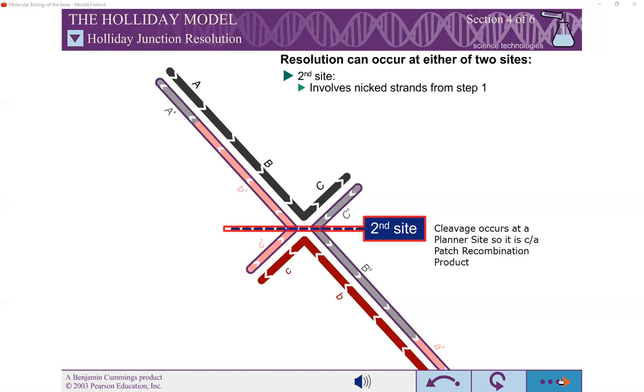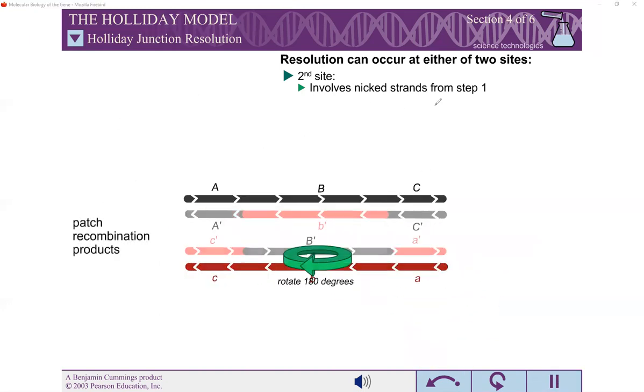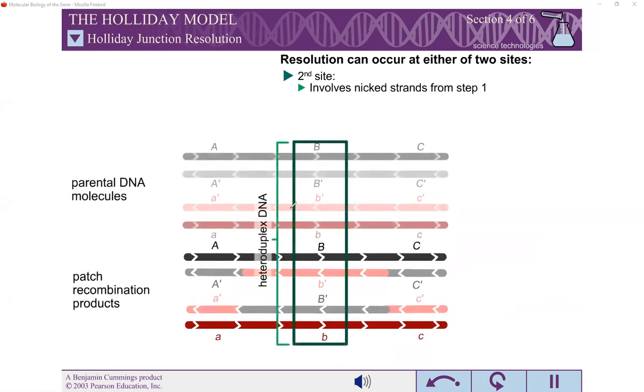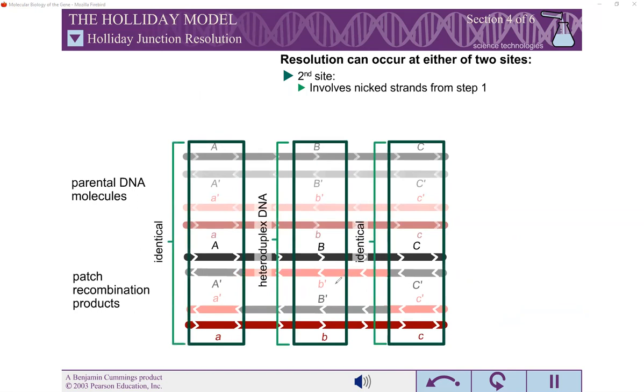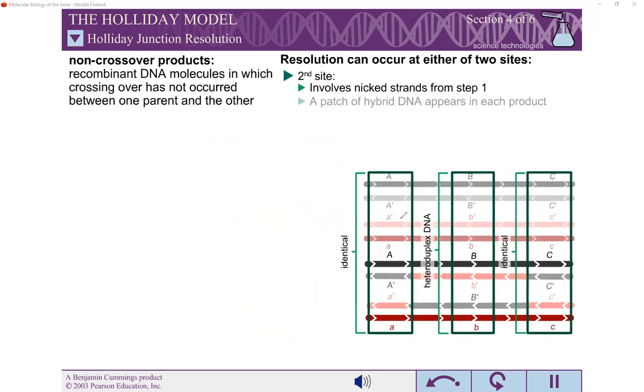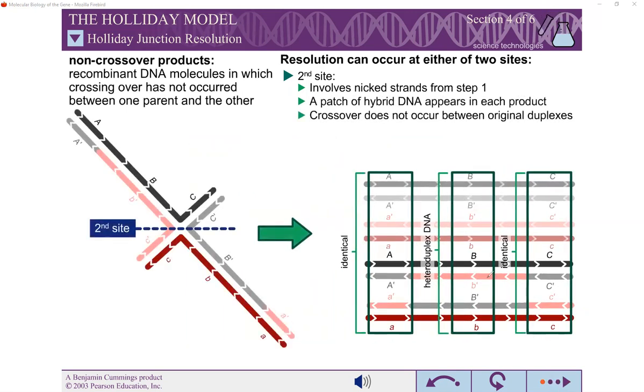Moving forward. The resulting duplexes are called patch recombination products because they contain a patch of hybrid DNA. Since the A and C alleles are still present together on one of the product DNA duplexes, these products are also called non-crossover products. Now, why are they referred to as patch recombination products? Because the central DNA molecule is actually present in the form of a particular patch. You look here. This is the DNA molecule that is present in the form of a patch.